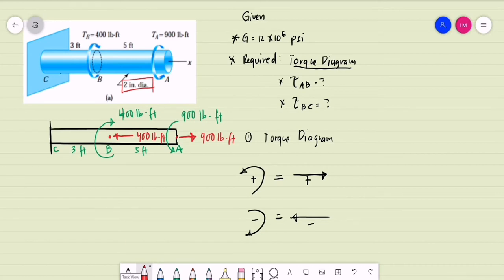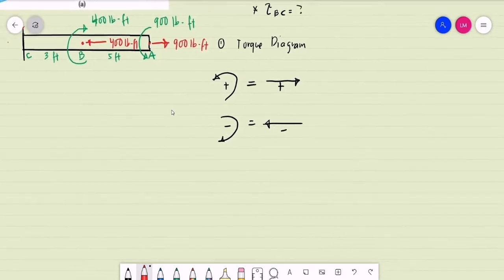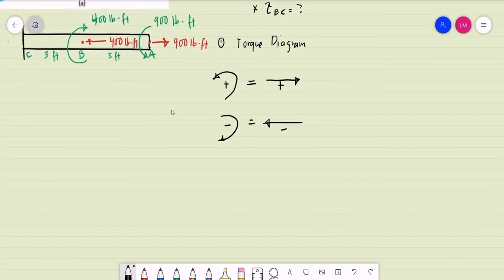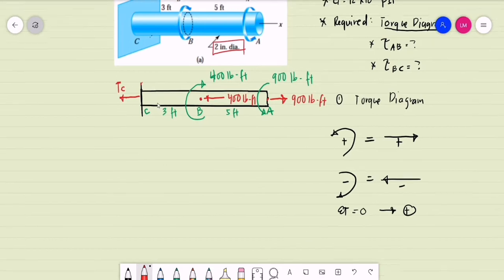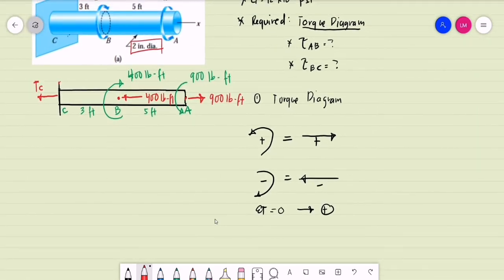Okay, so for example, we are to determine the reaction on this fixed support. We may do the summation of torques. For the summation of torques equal to 0, we assume torques to the right to be positive. So let's say this is the torque at C. I'll be assuming that the torque on the fixed support will be to the left. Let's say this is the torque at C.